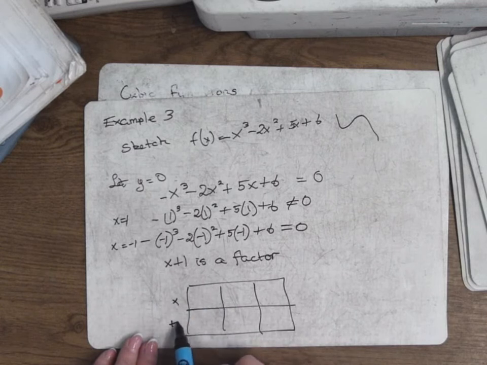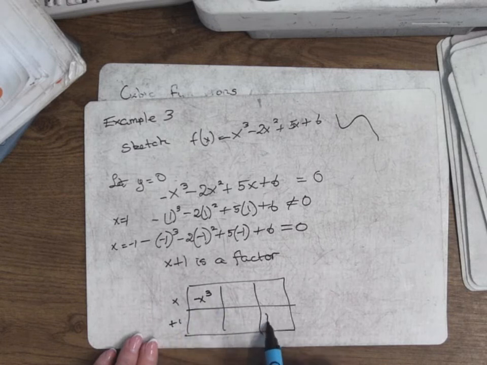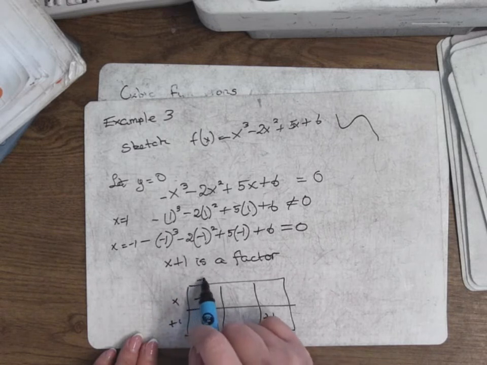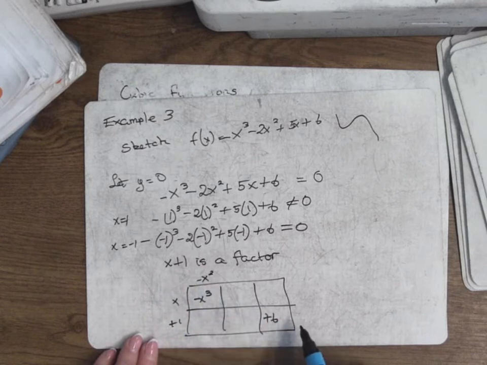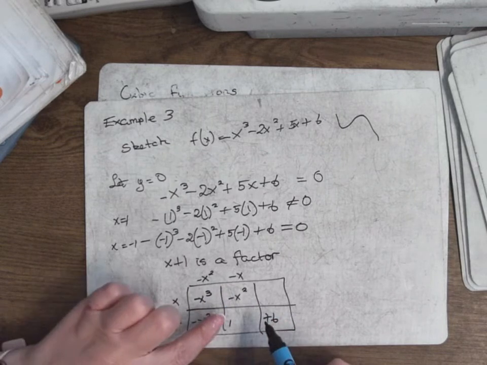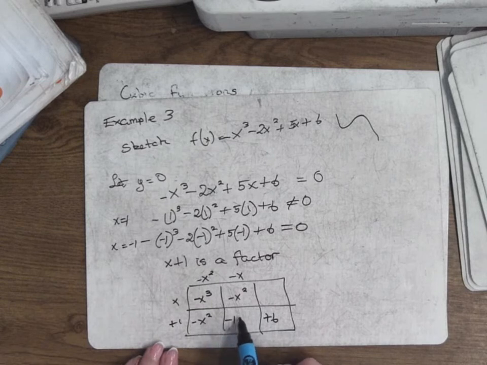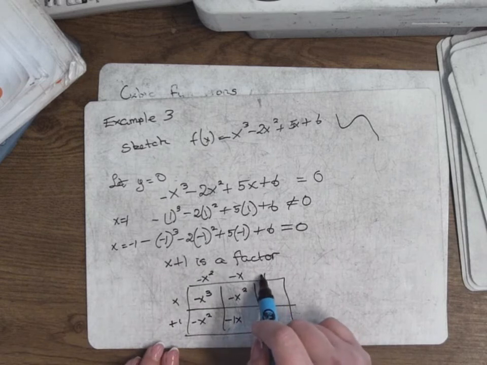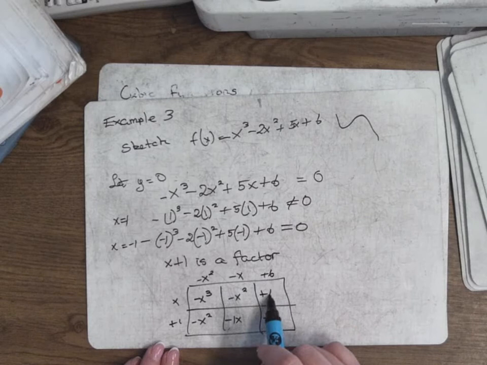X plus 1. This is minus x cubed and plus 6. So that would be minus x squared, that would be a minus x squared. This would be minus x, so that's minus 1x, and that's plus 6, so that would be plus 6x. Yeah, I think I'm good.